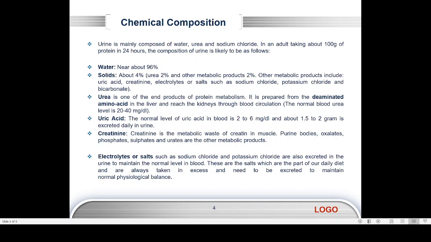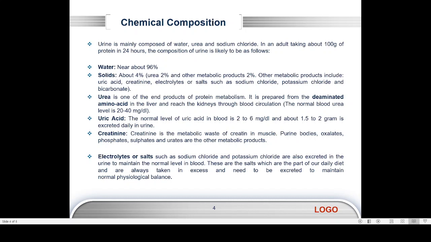to maintain a normal level in the blood. Because when there is too much salt, too much sodium or potassium in our body or in our blood, they will be slowly eliminated or excreted in the form of urine, and that will reduce the amount of salt in our blood. These are the salts which are part of our daily diet and are always taken in excess and need to be excreted in the urine.